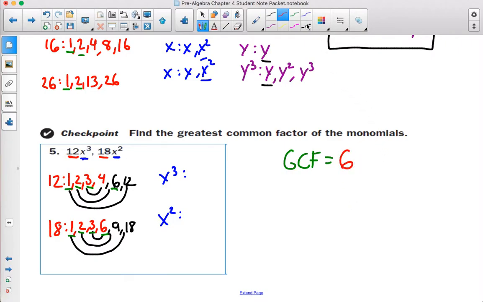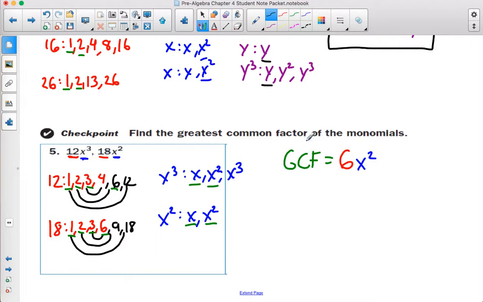Now let's do the variable part of each term. x cubed, how many x's go into x cubed? Well, I could have 1 x, I could have x squared, or I could have x cubed. That's the most amount that'll go into x cubed. What about x squared? I could have a single x, or I could have x squared. That's the most amount that'll go into x squared. What's the most they have in common? Well, they both have an x, and they both have x squared. So x squared is the most amount of x's that go into both. It's the biggest number of x's that go into both. So the greatest common factor for x's is x squared.